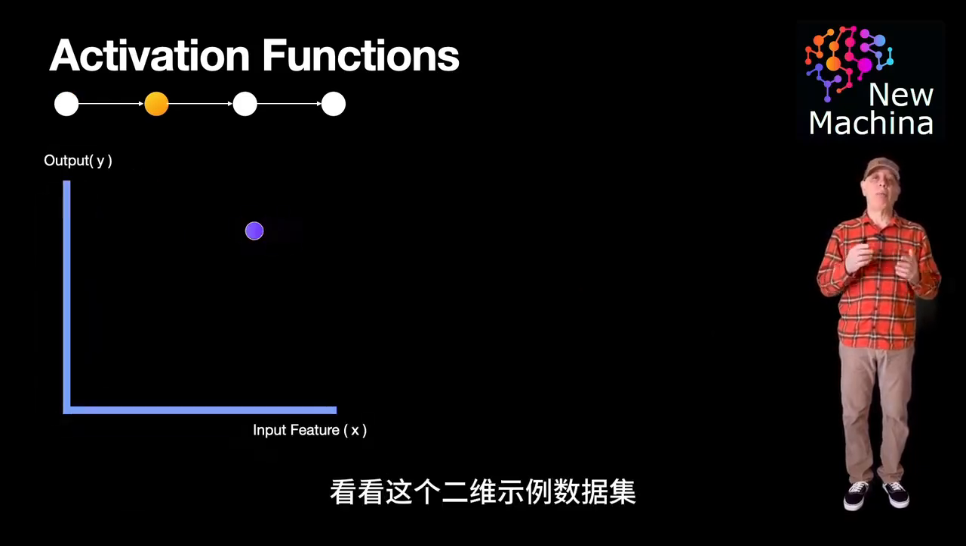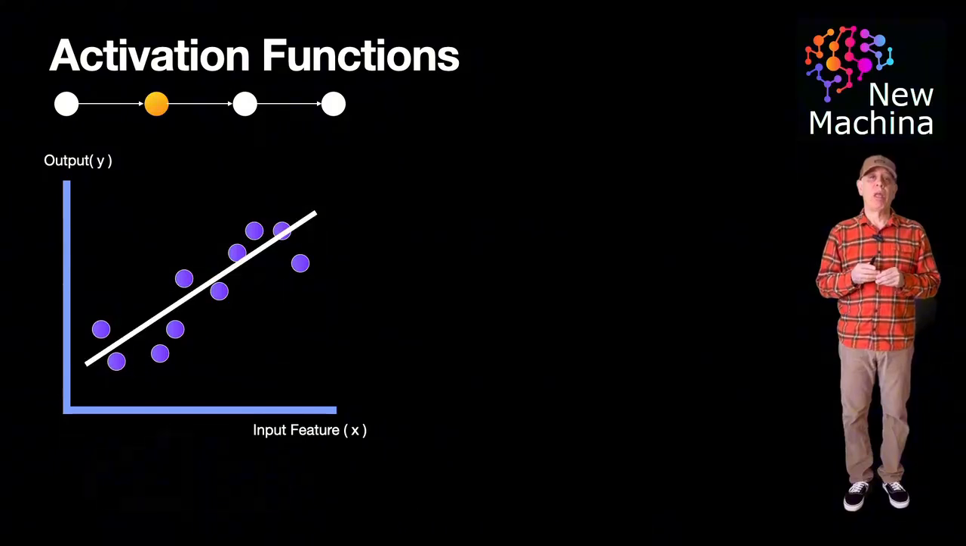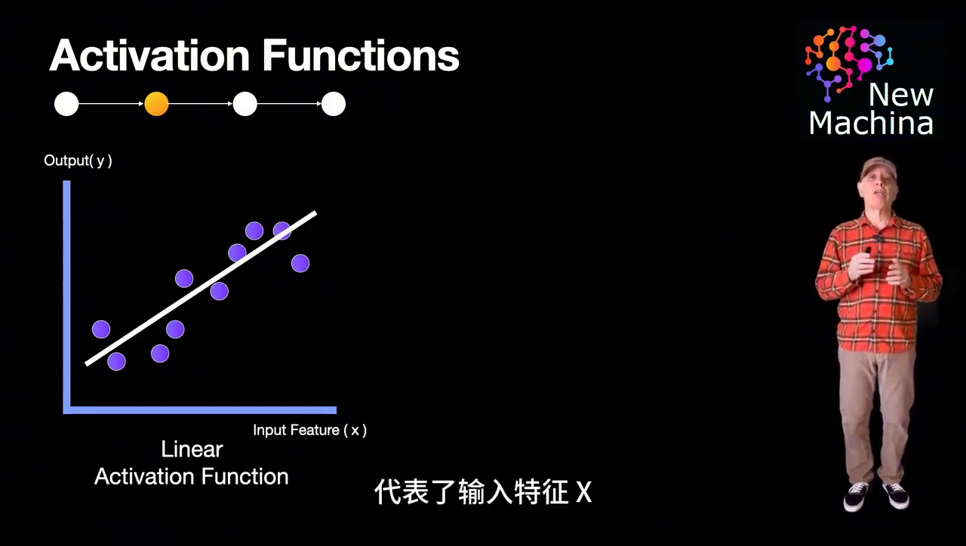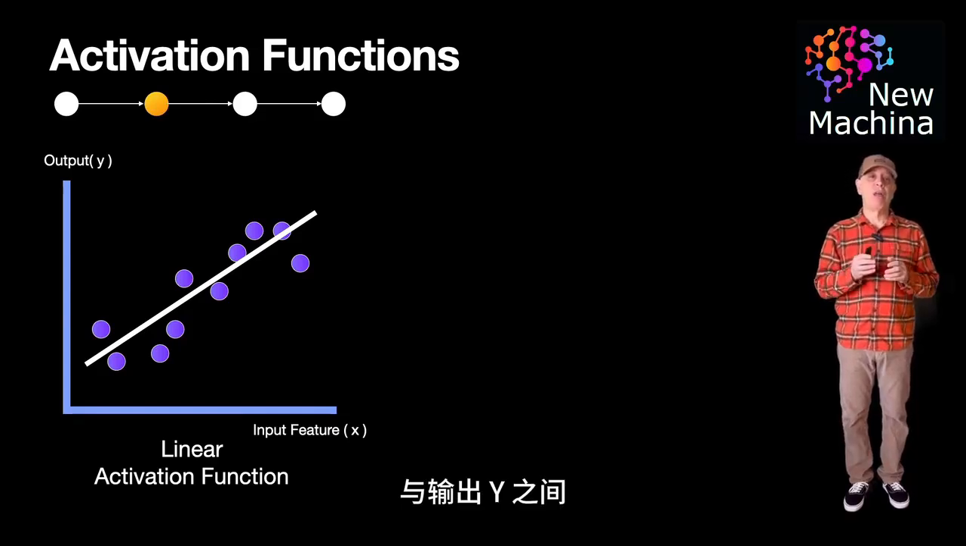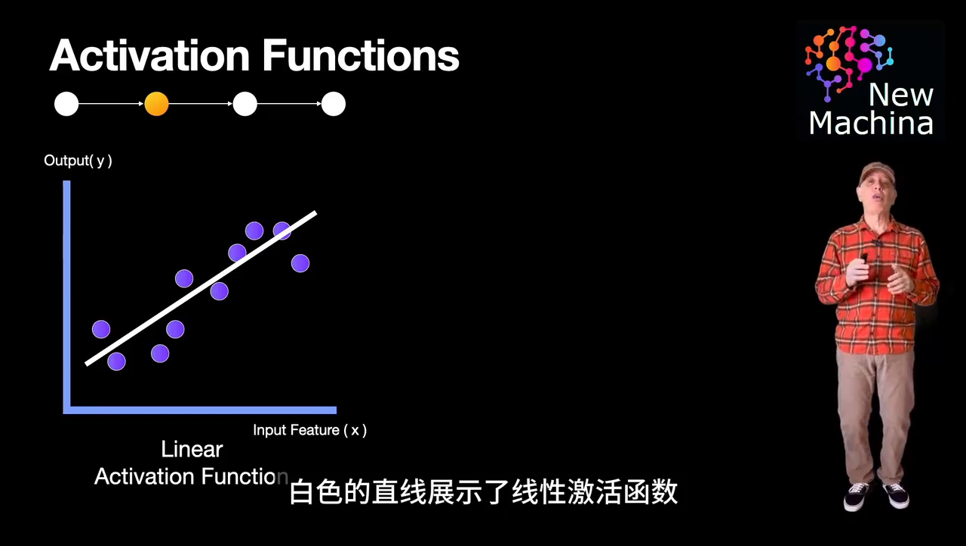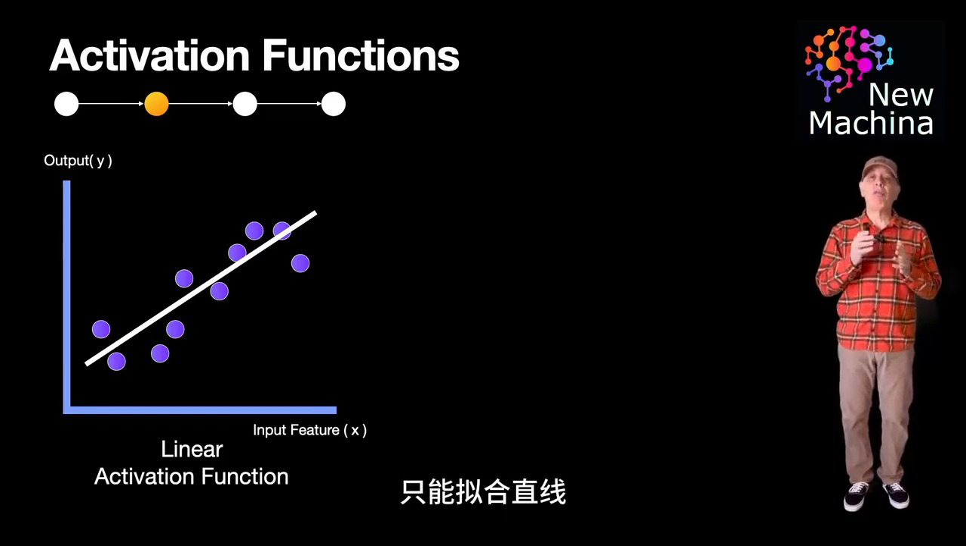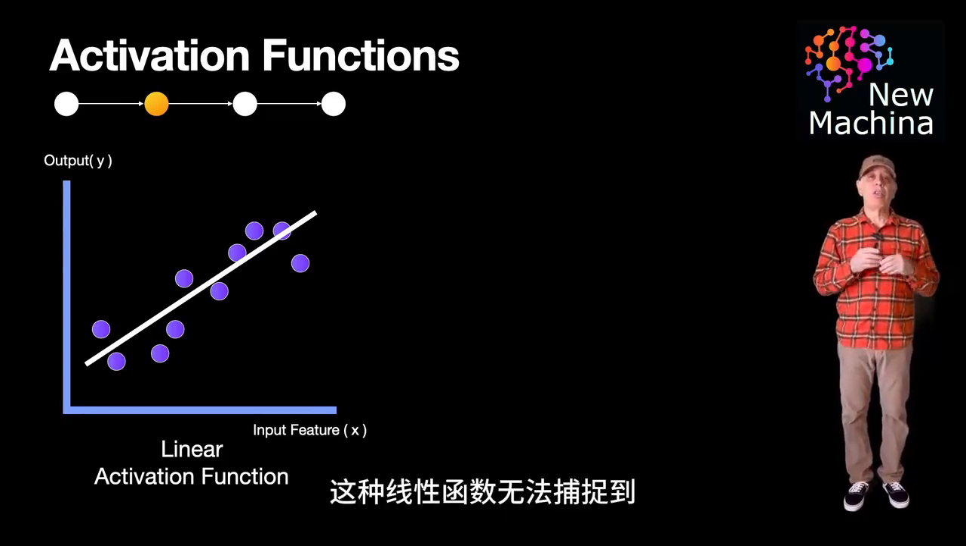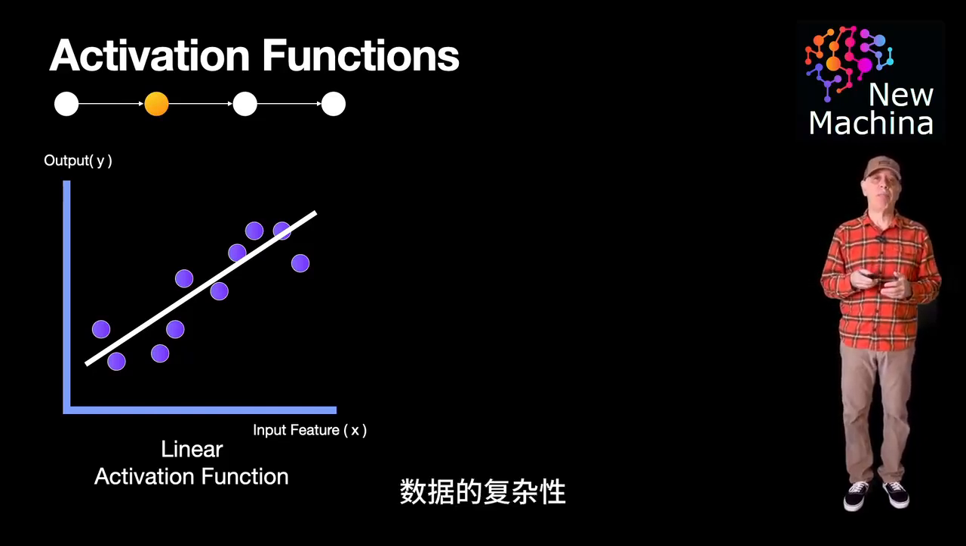Take a look at this example data set in 2 dimensions. The purple points represent a nonlinear real-world relationship between input X feature and an output Y. The white line shows how a linear activation function can only fit a straight line. This linear function fails to capture the complexity of the data.